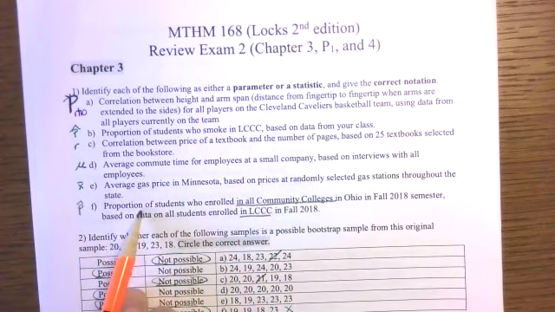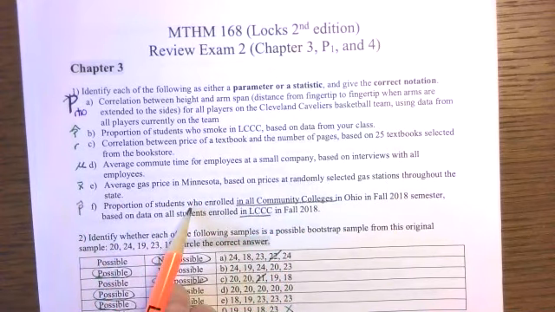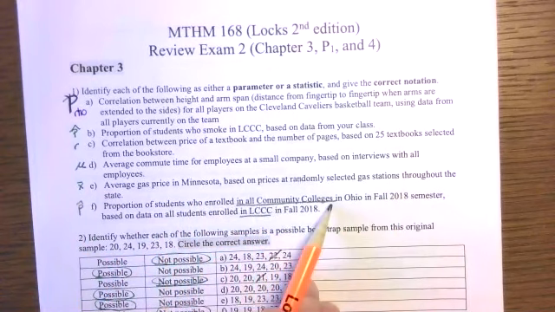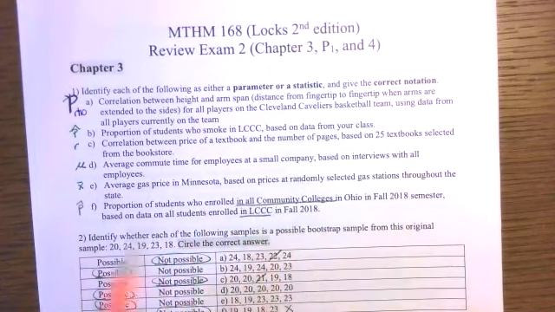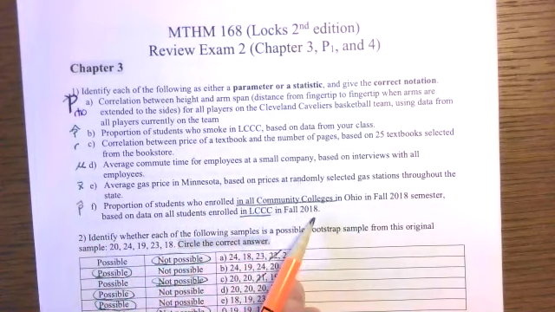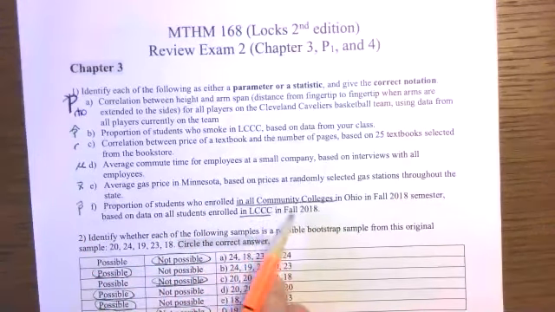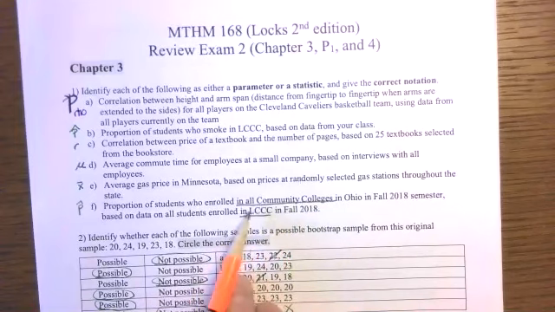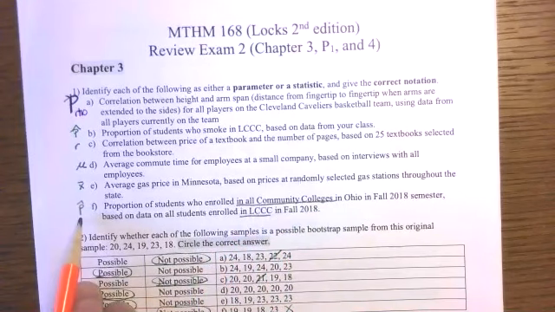Proportion, so we're either a p-hat or a p-value of students who enrolled in all LCC colleges in Ohio based on the semester, based on LCC in 2018. So we're using a smaller subset to talk about all community colleges, but it's a smaller subset we're speaking of, so it's a p-hat value.